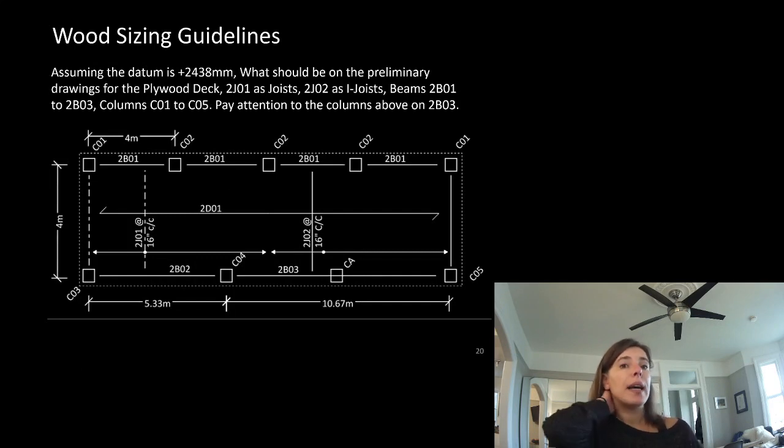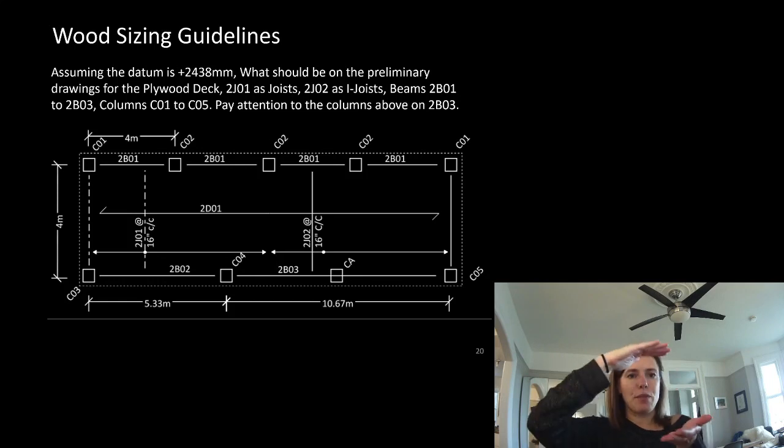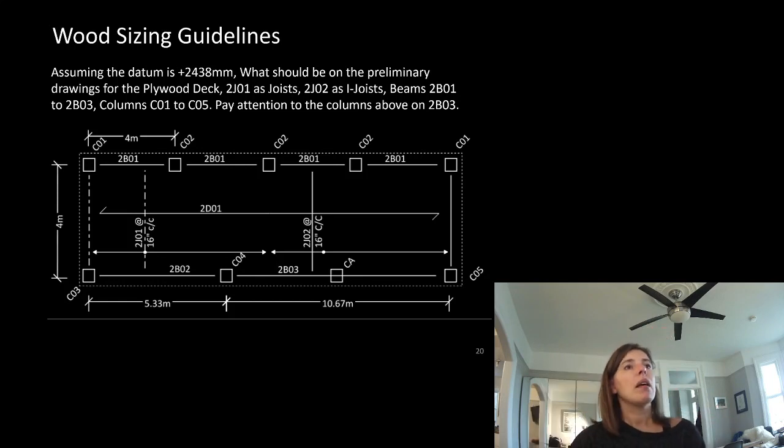Let's do an example, or a few examples. We have a framing plan here. There's a lot of 2s in there, so I'm assuming it's a second floor of some sort. There's nothing that tells me that for sure, but convention is often that you would label second floor with 2s. It says the datum is 2.438 millimeters, so this datum is that much above the thing below it.